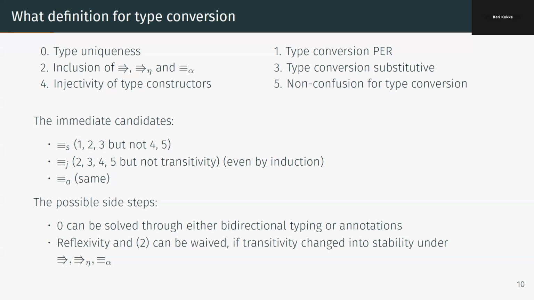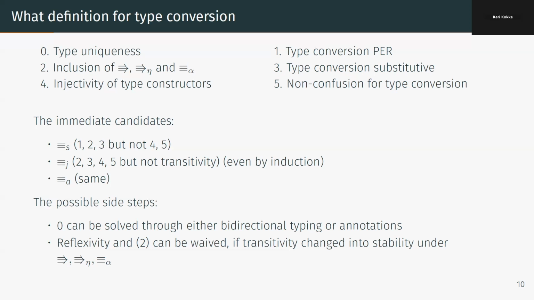So all hope is not lost. First, I didn't talk about requirement 0. We can solve it. There are ways to solve it, either through bidirectional typing or annotations. Both of these make the proof harder to read, harder to work with, but not harder to prove. Like, it's not logically harder. It's just more annoying, basically. And also, the list of requirements I made is not actually final. There is some wiggle room. For instance, reflexivity and requirement 2 can be waived if we change transitivity to be stability under reduction. So this just means that there is some wiggle room.